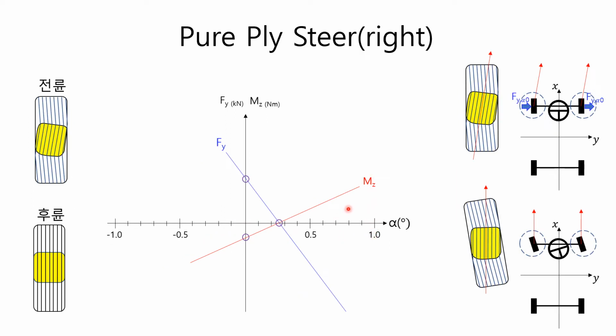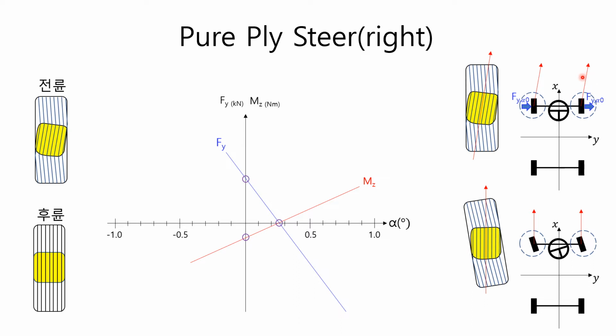This figure shows the force and the moment graph for pure ply steer on front two tires. When both front tires have right direction ply steer, if a driver holds the steering wheel straight, the longitudinal direction of tires will remain consistent with the longitudinal direction of the vehicle, and the vehicle will move in a direction to the right.